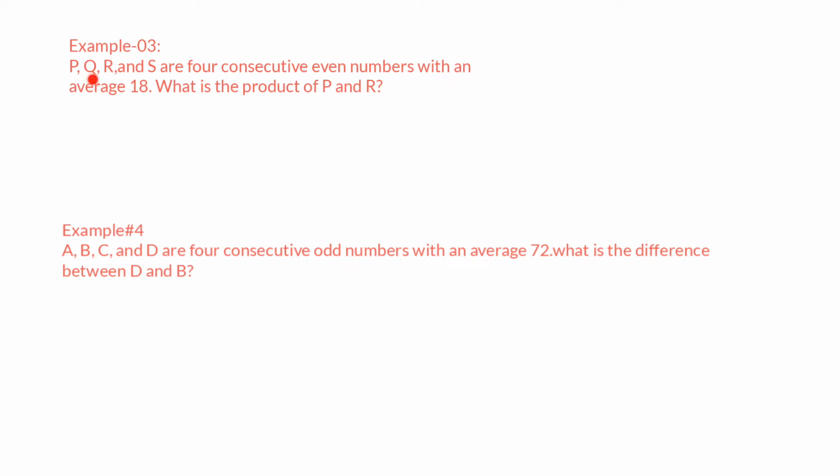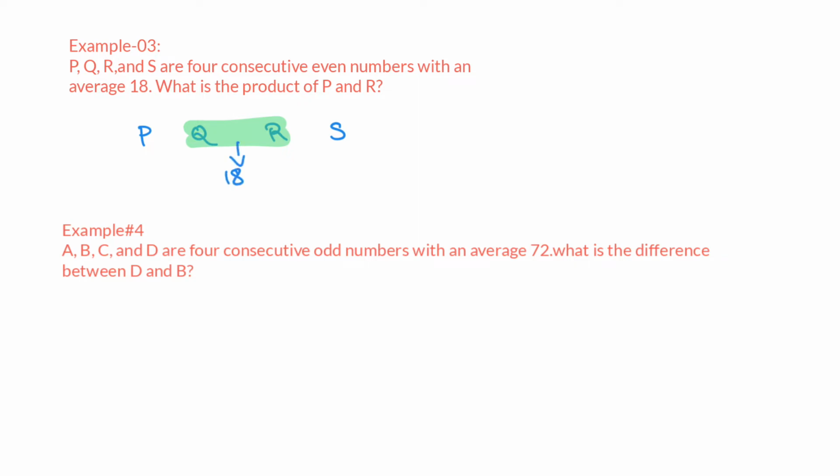Next example, P, Q, R and S are 4 consecutive even numbers with an average 18. What is the product of P and R? Here in the problem definition, 4 consecutive even numbers are given to us. They are designated as P, Q, R and S. And the average of this sequence is given as 18. So from quick trick 2, we can say that the average of this given sequence is nothing but the average of these two numbers Q and R, and its value is 18.